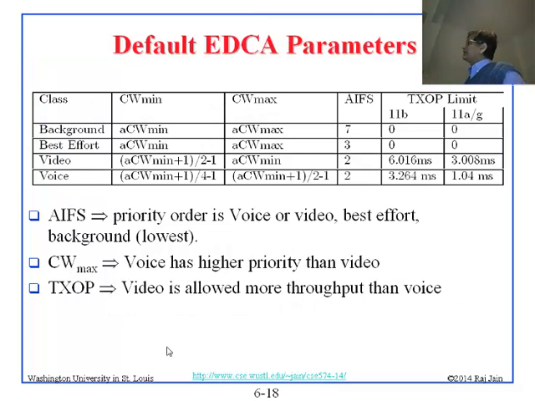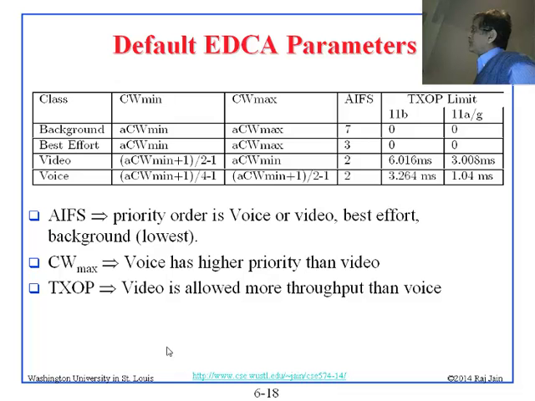So now you can see EDCA parameters. So we have background traffic, which is the lowest priority, best effort a little bit higher, video a little bit higher, voice the highest priority. The highest priority has CW min that would be like this. This voice has CW min which is almost 1/4 of the first one. CW max is 1/2 of the first one. AIFS, the time that you have to wait, is smaller for these guys. These guys have to wait longer. If nobody else is using it, then the media will be idle and then these guys can use it.